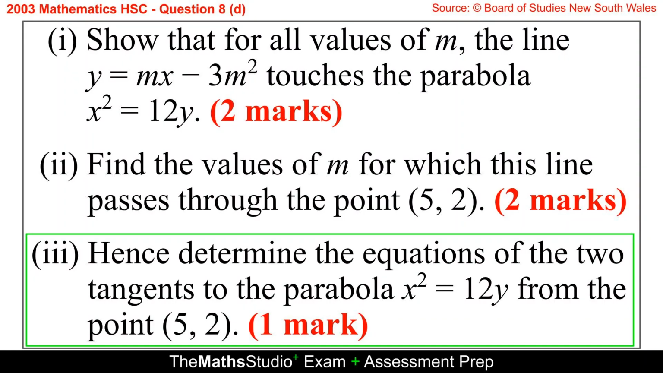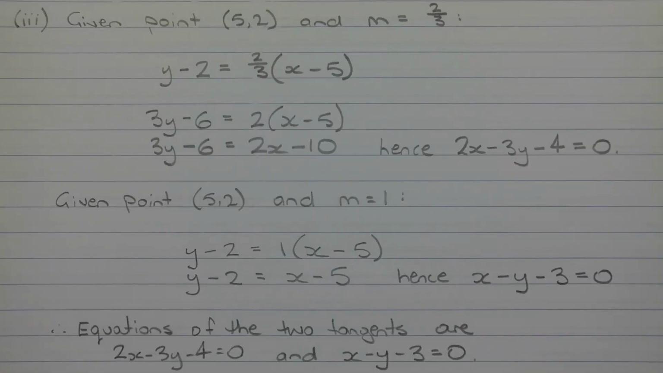Part 3. Hence determine the equations of the two tangents to the parabola x squared equals 12y from the point 5, 2. The two tangents to the parabola pass through the same point, 5, 2, but have different gradients, 2 over 3 and 1, which we found in part 2. Let's consider each case separately.